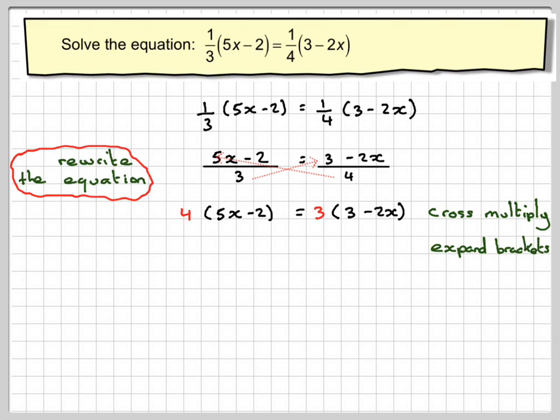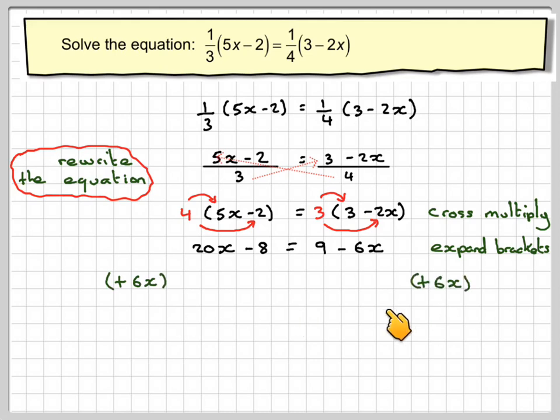So we're going to get 4 times 5x, which is 20x, 4 times minus 2, which is minus 8, 3 times 3, which is 9, and 3 times minus 2x, which is minus 6x. Then you look at 20x and minus 6x, and see which is the smallest, this one. What is the opposite of subtracting 6x? That is to add 6x. So now I add 6x to this side.